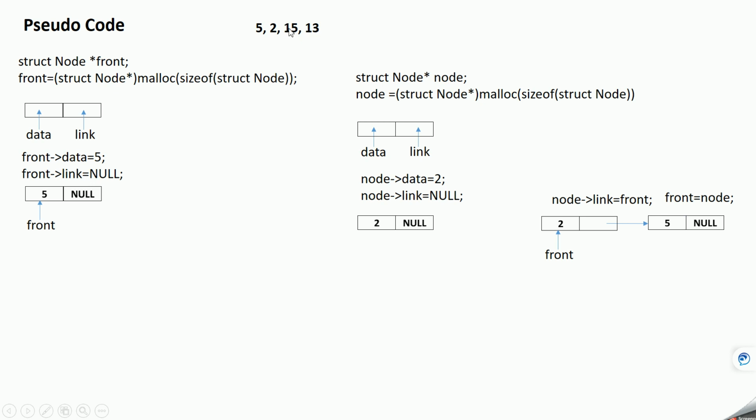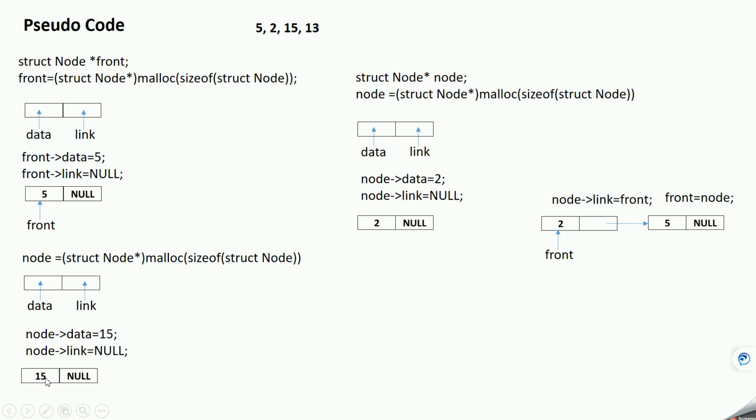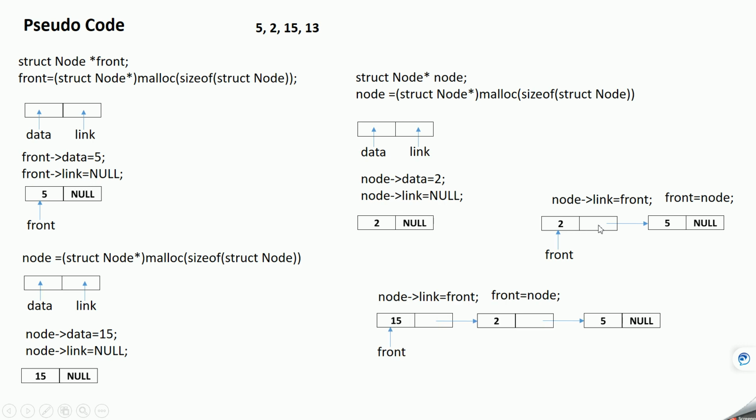Similarly, we can take this data 15 and create one more node like this, add the value, and then add this newly created node at the front of this linked list. To do that we'll write code like this. Again this node link will point to the front, so it will be node link equal to front. And to make the front point to this newly created node, we'll say front equal to node, because node is this 15 and this is the beginning. So we'll make this point to this newly created node. Similarly, we'll take this 13.